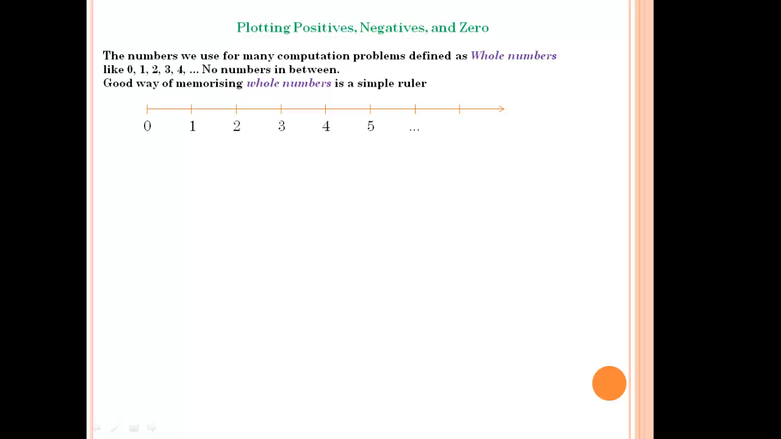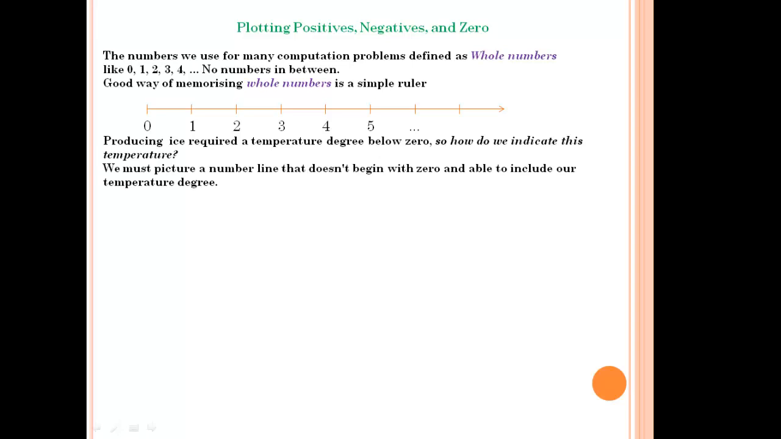Now assume we need to produce ice, which has a temperature degree below 0. How do we indicate this temperature degree? We must picture a number line that does not begin with 0 and is able to include our temperature degree. This is our new number line, and you can see there are negative numbers to the left of the 0.